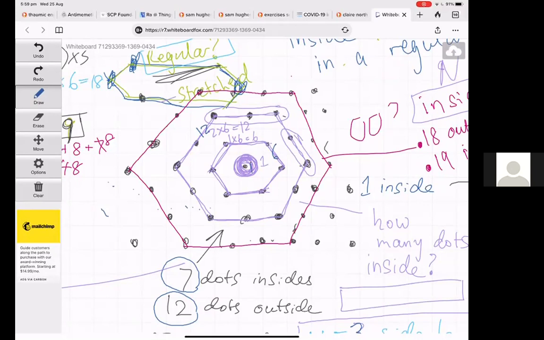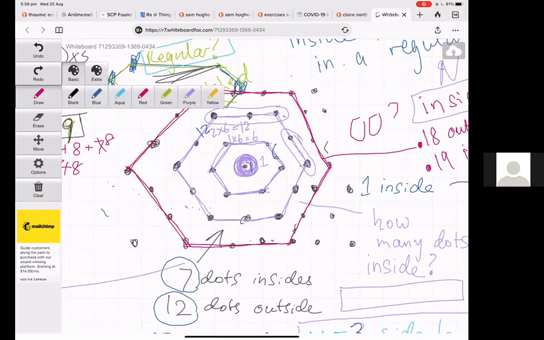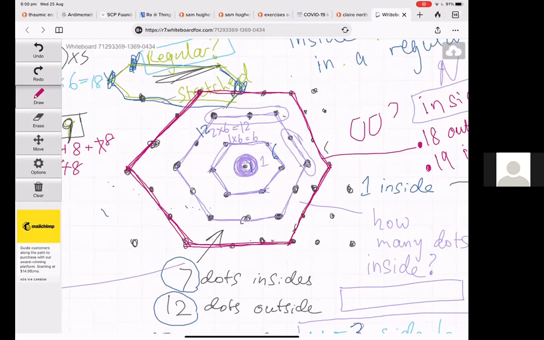So if I want to count how many dots are on the inside of this big pink hexagon, how do I get that? How many dots are on the inside of the big pink hexagon, the big pink one? Well, you just counted them in different sections. Oh yeah, 17. Wait, it's not 17, it's 1 plus 6 plus 12, right?